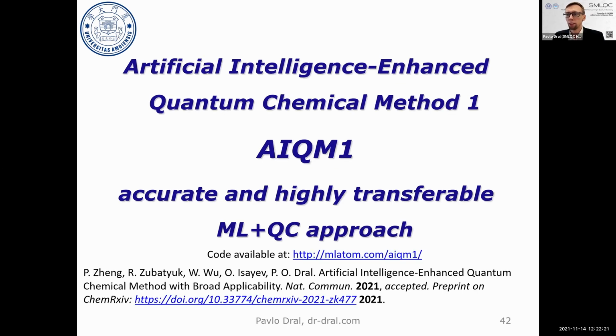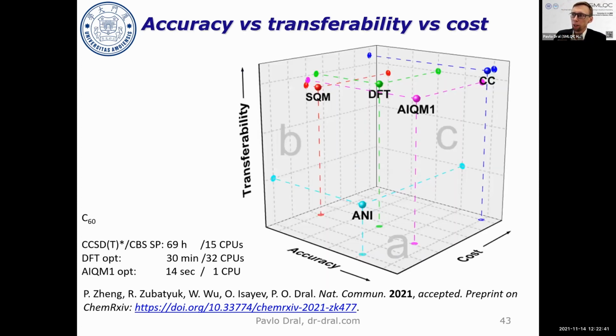And that's what we are already doing. One of the methods I'm very happy about is this artificial intelligence enhanced quantum chemical method 1, which we call AIQM1, and it is a very accurate, highly transferable, machine learning improved quantum chemical method. What I mean by highly accurate is that we achieve coupled cluster accuracy at the speed of some empirical quantum mechanical methods, and with the transferability of quantum chemical methods, because if you train your machine learning potential only on ground state properties, it will only work for ground state properties, and only for neutral molecules if you train on neutral molecules.